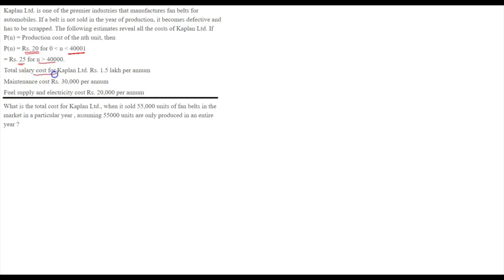The salary cost of Kaplan Limited is 1.5 lakh per annum, the maintenance cost is 30,000 per annum, and the fuel supply and electricity cost is 20,000 per annum. So this 1.5 lakhs, this 30,000 and this 20,000 per annum, a total of 2 lakh rupees per annum, is the total fixed cost of the company Kaplan Limited. And this part is the variable cost that depends upon the number of units of production.